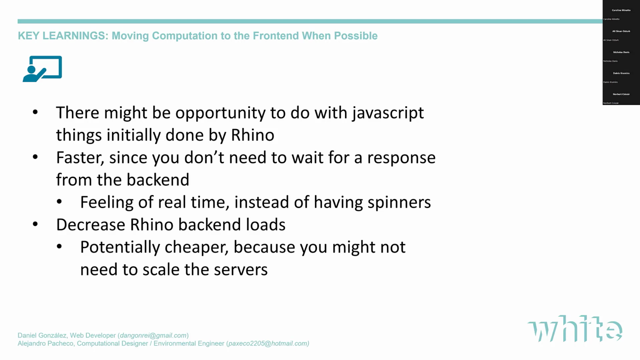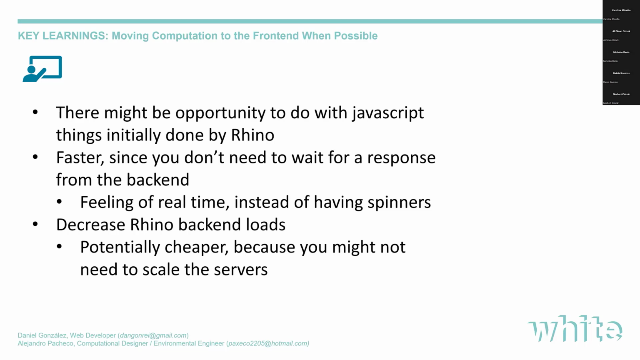The next slide is about moving things to the front end. So for example, in our project, the first step where you get the model and split the model into different layers was done initially with a Grasshopper script. What happens is you need to send that to Grasshopper, wait for the response, and then process the response. So that takes time, and that takes Rhino.Compute computing.